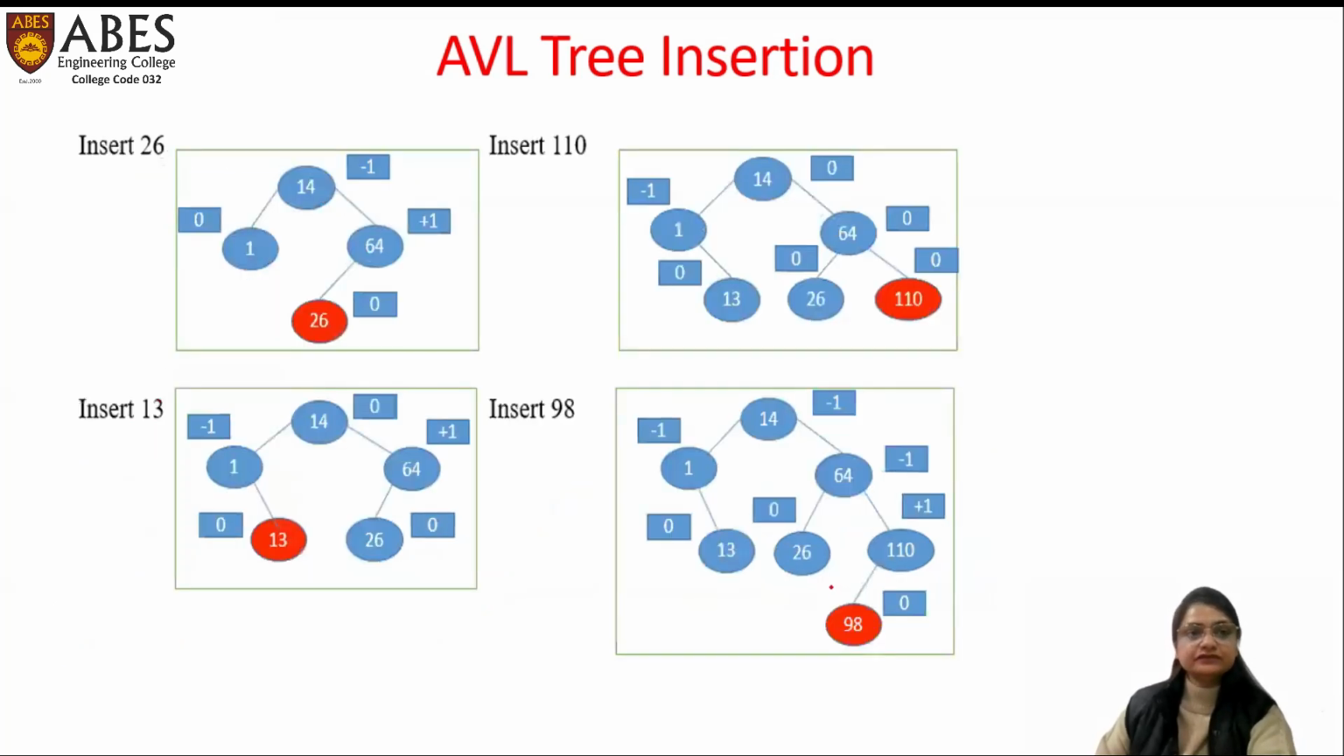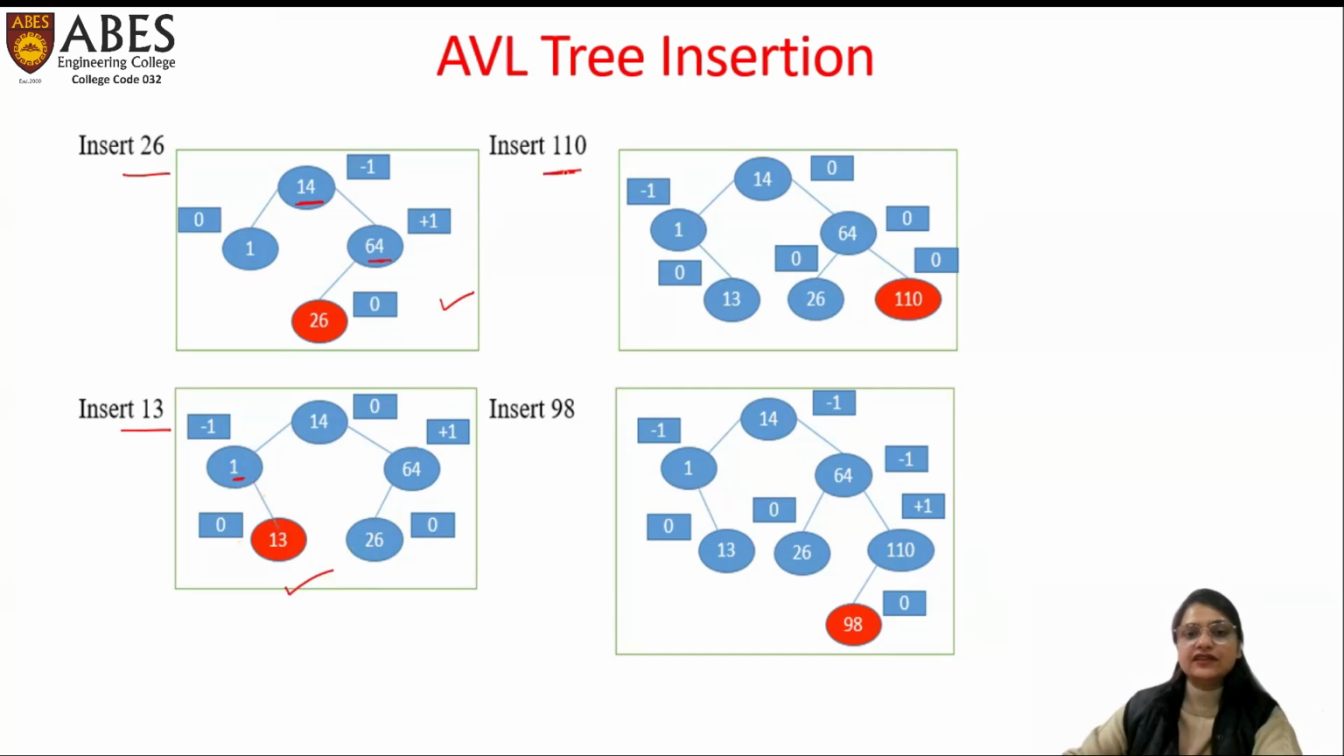Next, I have to insert 26. As we know, we need to compare with this, it will go to the right. We need to compare with this, it will go to the left. Again, I'll calculate the balance factor. Now I can see there is no unbalancing. Then I'll insert 13. 13 will go to the left of 14, and for this node, it will go to the right. Again, I'll calculate the balance factor. I can analyze that this is a balanced tree.